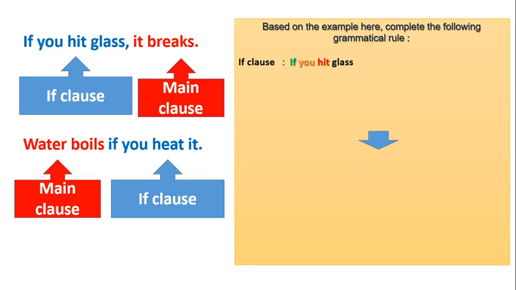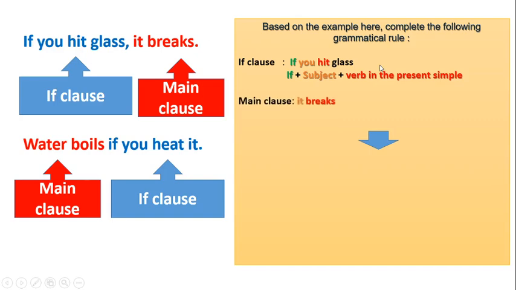If clause, we have if you hit the glass. When I say grammatical rules, meaning subject, verb, object, and so on. So if is if, we cannot change it. We have you is a subject, and hit is a verb in the present simple. This is if clause. Look here. If clause. If plus you plus hit, if plus subject plus verb in the present. If you hit the glass, if plus subject plus verb in the present.